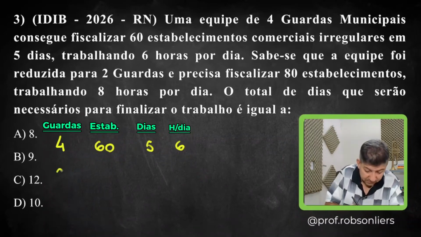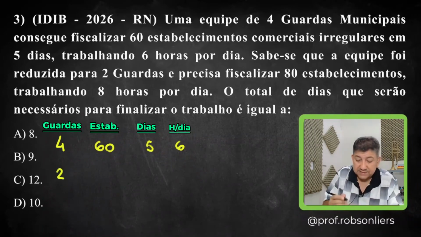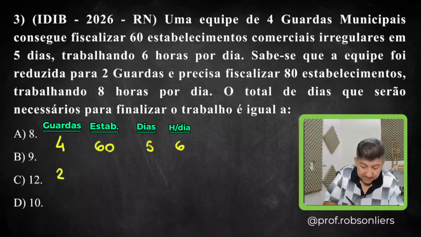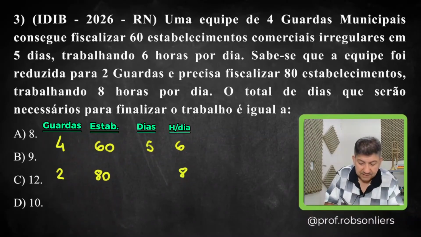I'll put 2 here. 2 guards. And these 2 need to inspect 80 establishments. I'll put 80 here. Working 8 hours per day. I'll put 8 here in the hours row of the table. What will be the total number of days needed? I'll put an X here, which is what we want to find.